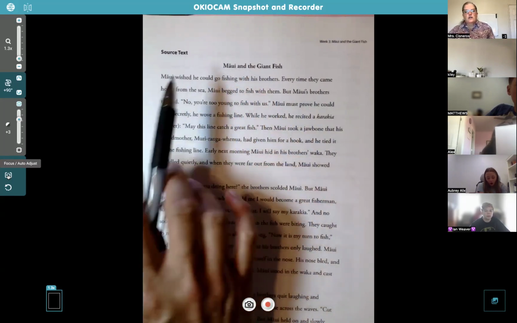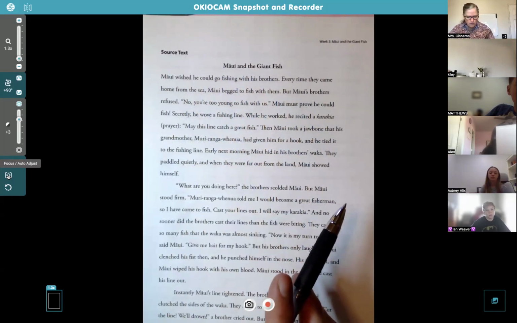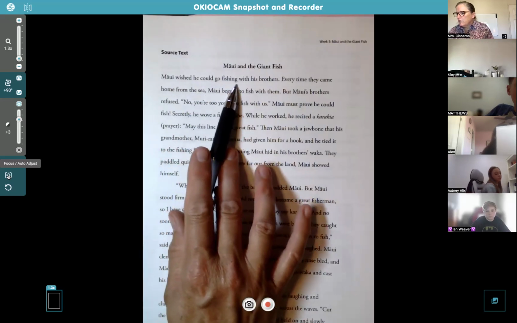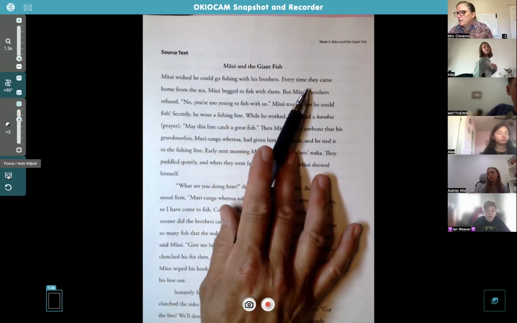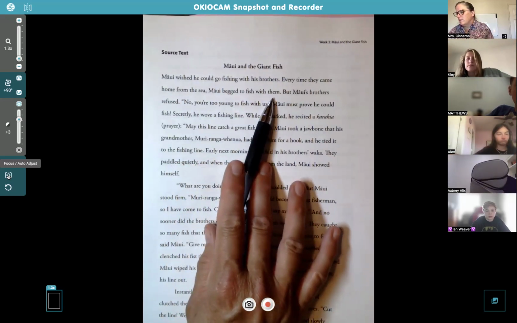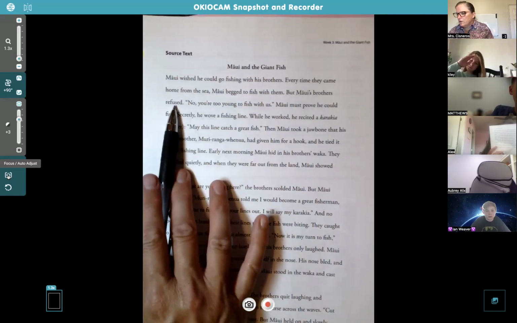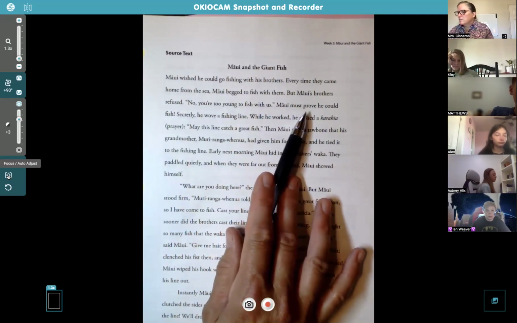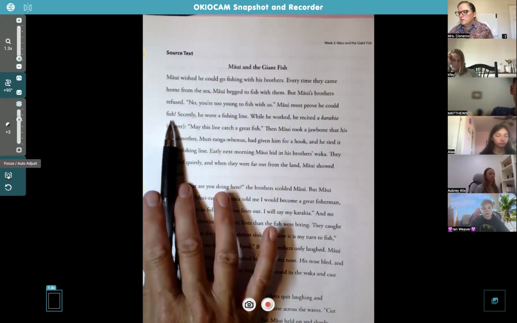Maui and the giant fish. I'm just going to read it and then we're going to talk about those different elements of the story. It says, Maui wished he could go fishing with his brothers. Every time they came home from the sea, Maui begged to fish with them. But Maui's brothers refused. No, you're too young to fish with us. Maui must prove he could fish.